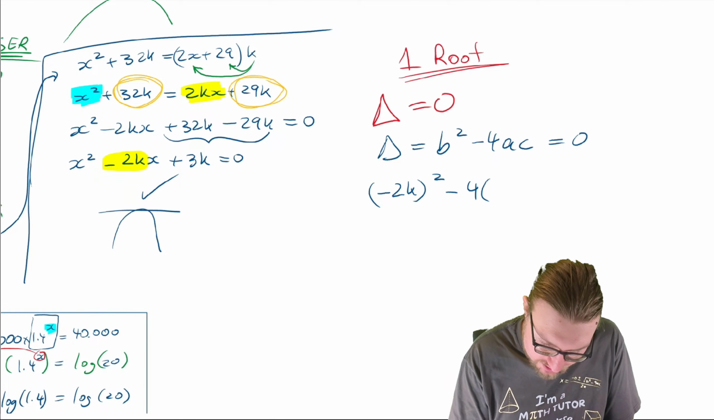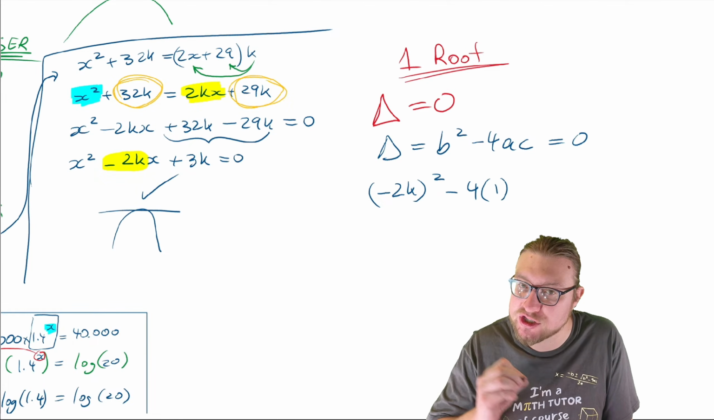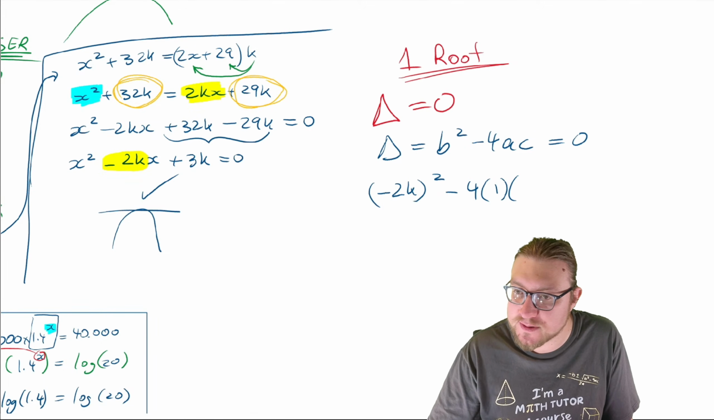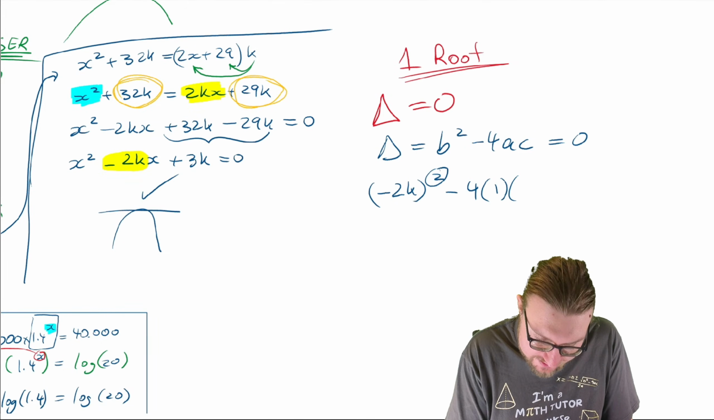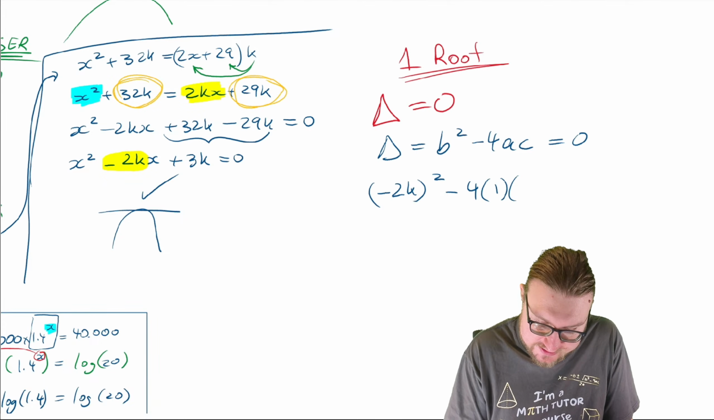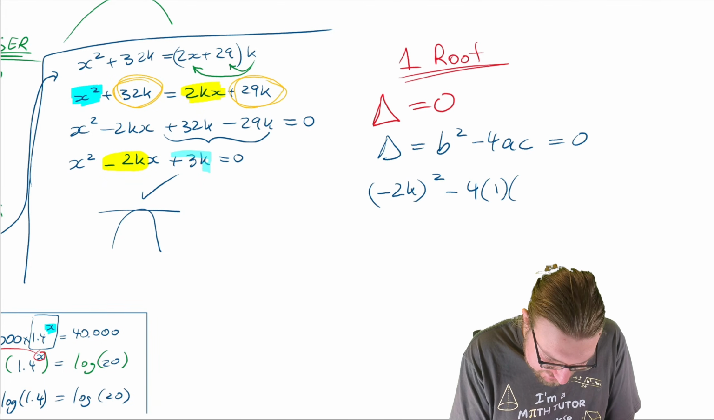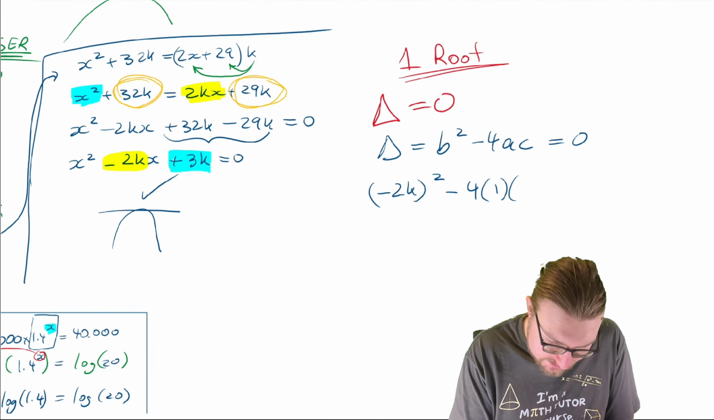And now I'm substituting in a. And do you see how each time when I substitute in, I put brackets? Because that helps me make sure I apply the square to everything inside the brackets. I never forget. Now, the last part here, c, is the number at the end. So that was our 3k.